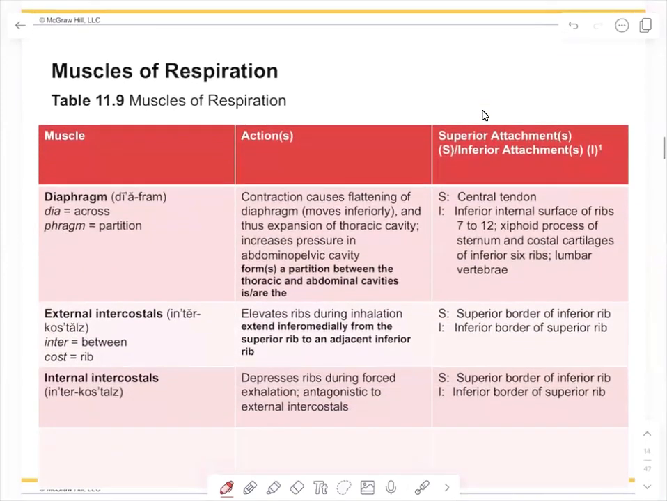So the muscles of respiration are in this chart. The diaphragm forms the partition between the thoracic and abdominopelvic cavity. Contraction causes flattening of the diaphragm and expands the thoracic cavity. External intercostals are for inhalation, and they extend from the superior rib to the adjacent ribs, whereas the internal intercostal muscles depress the ribs during forced exhalation. Therefore, they would be the antagonist to the external intercostal muscles.